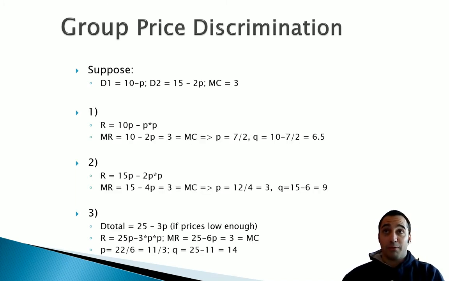In my math, for group 1, I found that the equilibrium optimal price was 3 halves and we sold 6.5 goods. For group 2, we charged $3 and sold a total of 9 units. And in the total market, I set the price equal to 11 thirds and sold 14 goods. Hopefully that's what you got too.